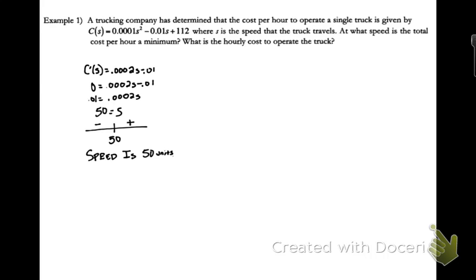The second question is, what is the hourly cost to operate the truck? And so we need to figure out what c of 50 is. And when we substitute 50 into the original function, we will get 111.75. I suppose we can assume this is dollars per hour, but we're not really told explicitly. So we'll just say it's units per hour as some rate, and this is what we know.